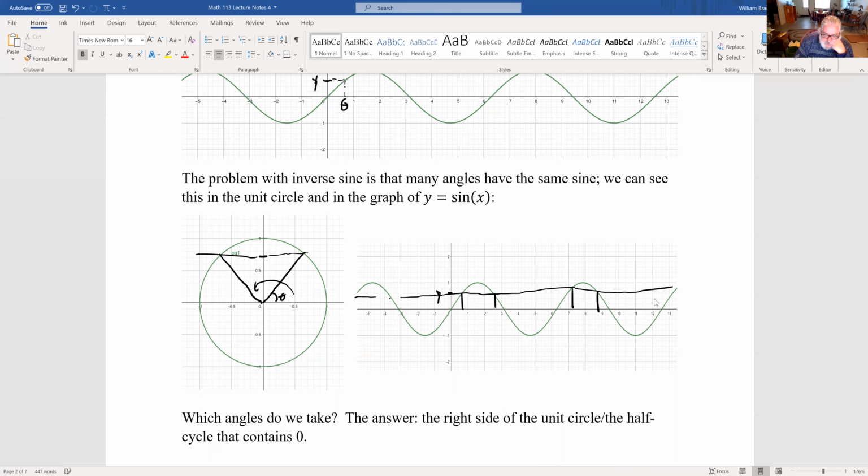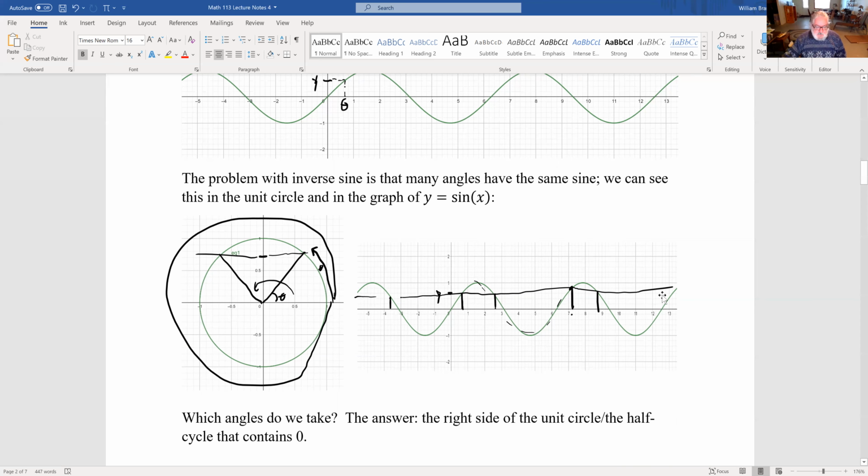There are also in the circle infinitely many angles that have the same sine, because if I go around the unit circle once and then up an angle theta, that gets me another angle with the same sine. That means if I started here and went through a whole cycle, I'll end up at another angle that has the same sine. So there's lots of angles that have the same sine. We have to pick one.